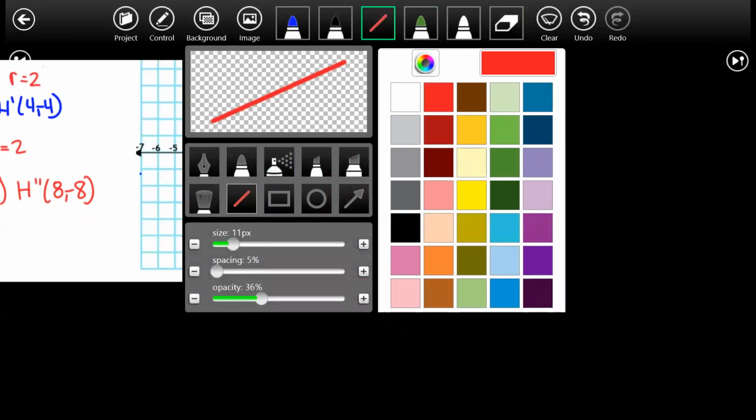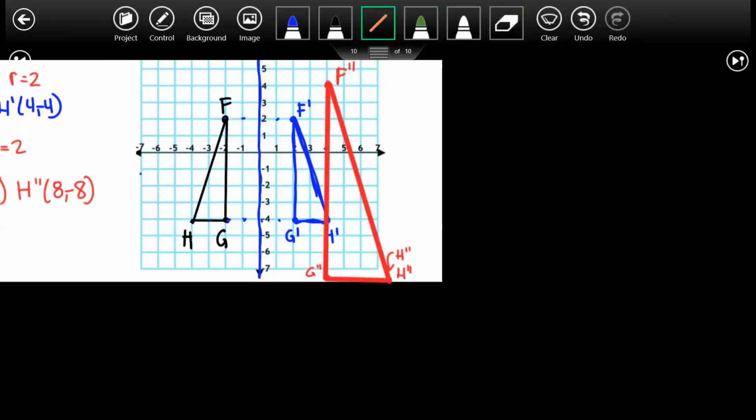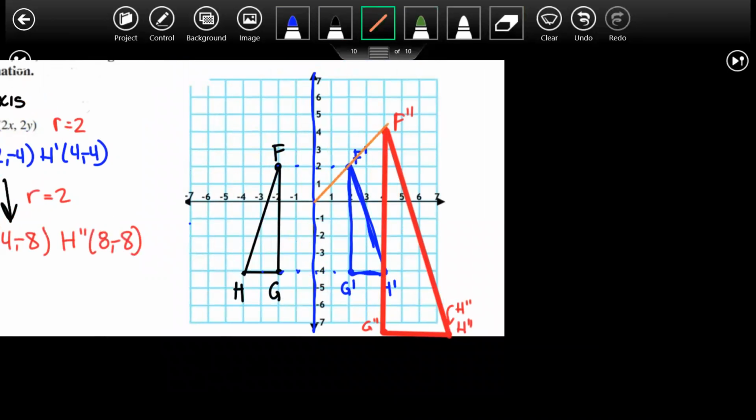Does this hold true? Is it a true dilation? Let's check it. From the center out to F, yes, it works. From the center out to G, yes, it works. From our center out to our H's, it works. Is this easy or hard? Easy.